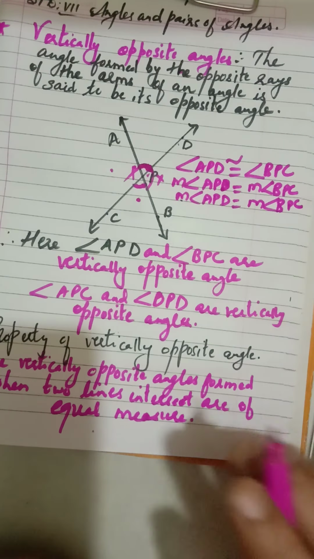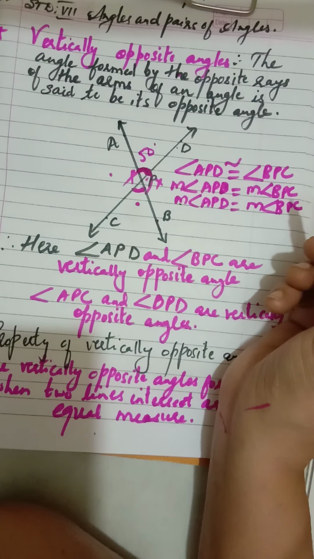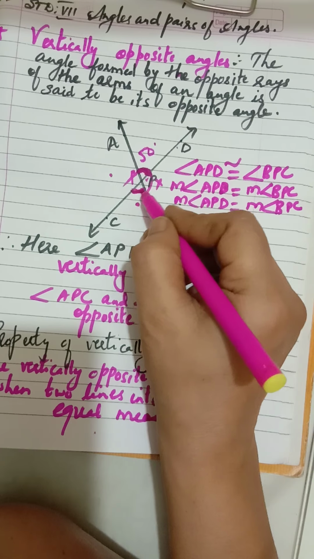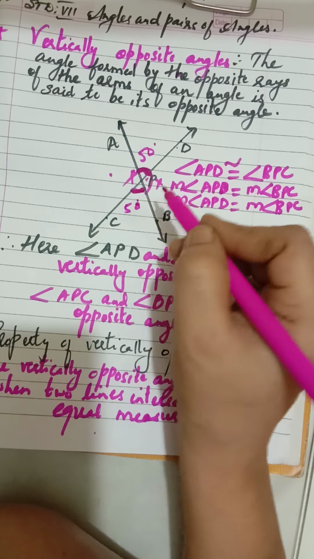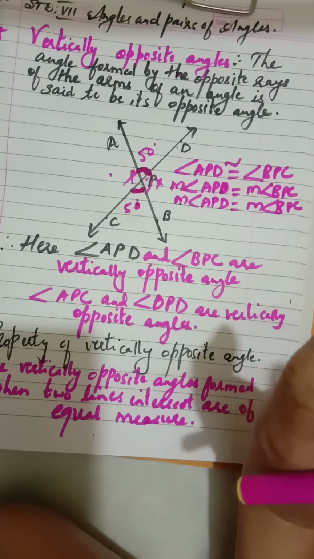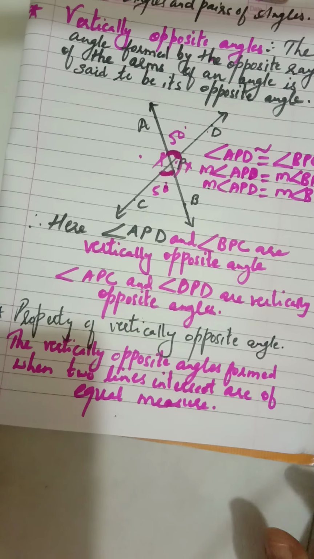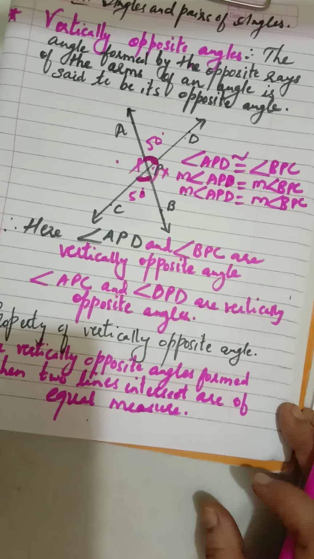That means children, with an example I will explain. Suppose this angle is 50 degrees, then this angle will also be 50 degrees, because vertically opposite angles are equal, or you can say congruent. This you are going to learn. Keep in mind this property of vertically opposite angles, that vertically opposite angles are of equal measure.